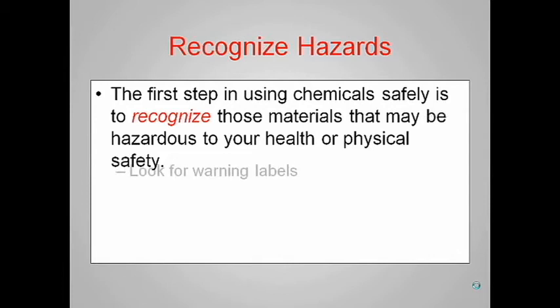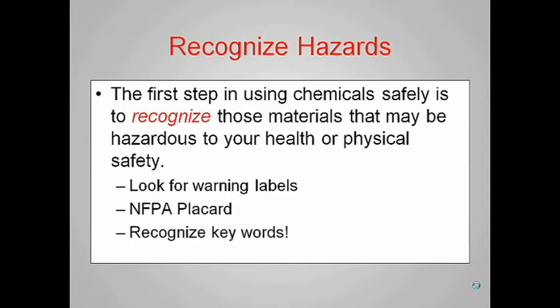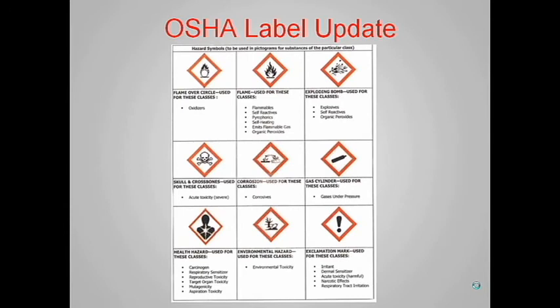Recognize these hazards. We're going to look for warning labels, NFPA placards, the 704 placard, which we'll go into in detail here in a second, and recognize keywords. A lot of these labels are pretty easy to understand. They stand out at you. As you can see here, here's the OSHA label update. This is also available in your SOP listing.